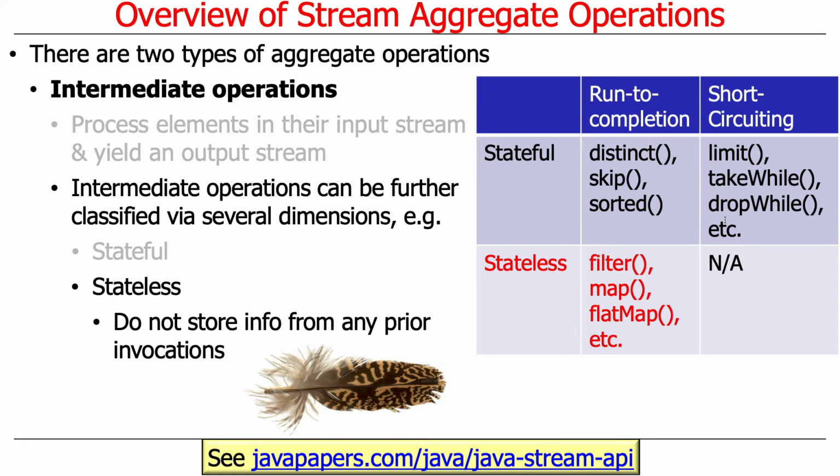Then there are also stateless operations. These are ones that don't require any information from prior invocations on that stream. So these are really, in my mind, the heavy lifters of streams. You've got filter, you've got map, you've got flatMap. Those are some of the ones you use all the time. They just take a look at each element individually. They don't care what has come before. Each one works independently. And there are no short-circuiting stateless operations in streams.